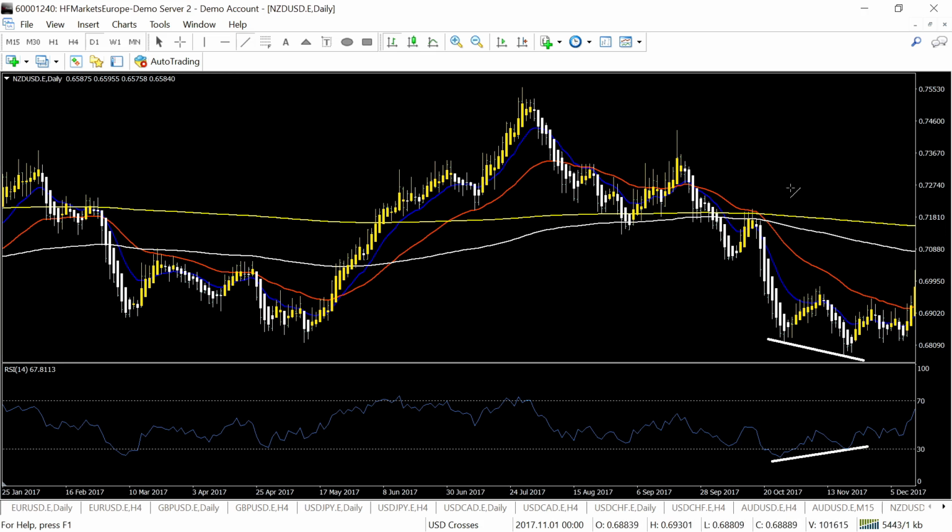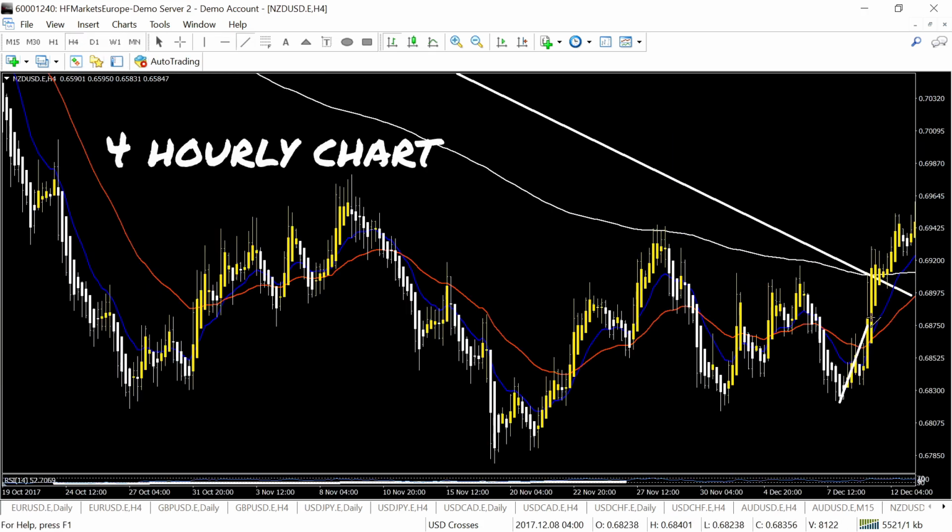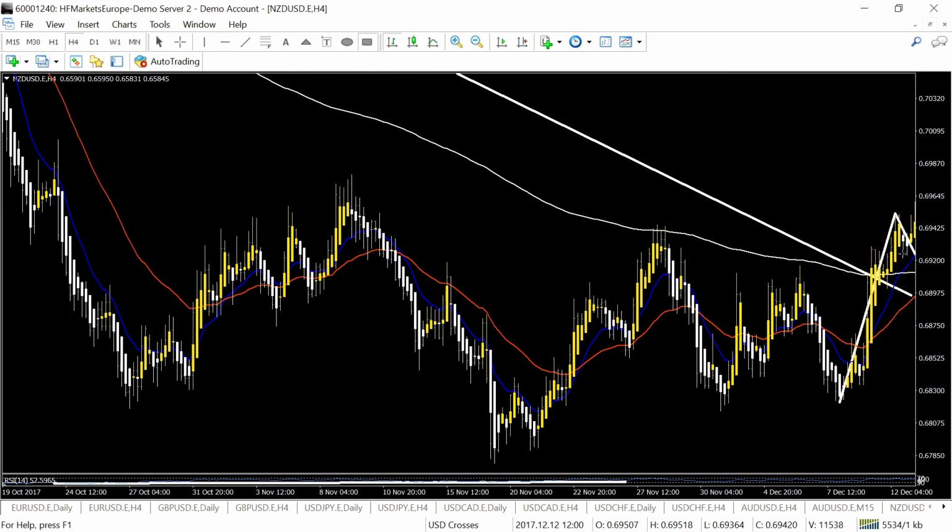Next, we can draw a trend line and then switch to the 4-hourly chart and watch for the trend line to break. And then that first trend line break and pull back. In this case, it pulls back to the 12-period moving average. Then that would be our first opportunity to trade.